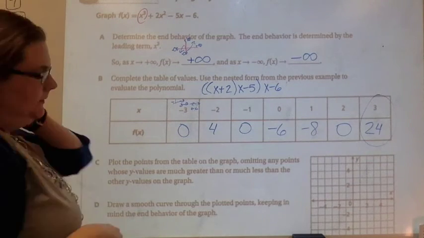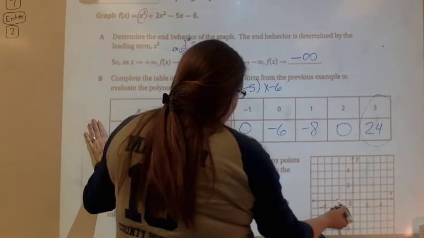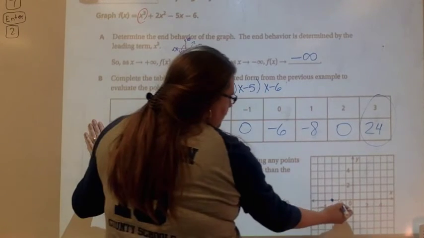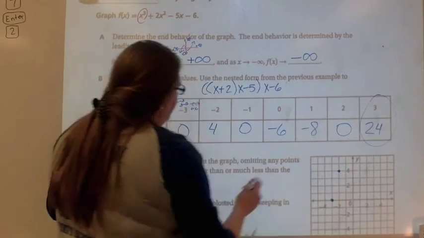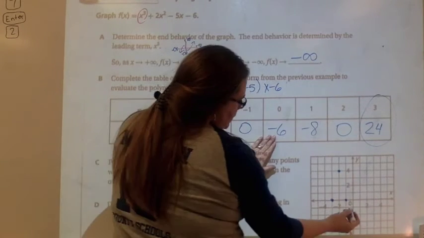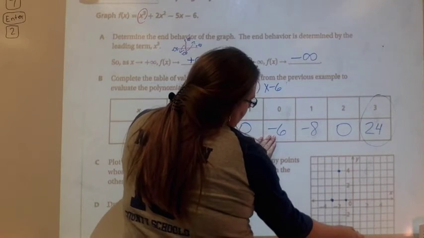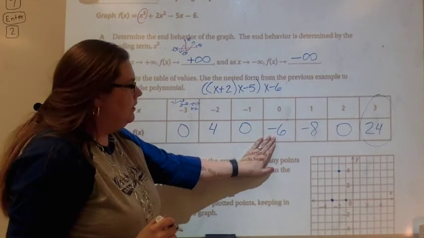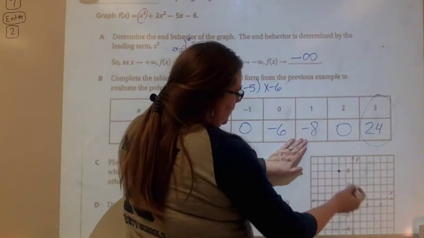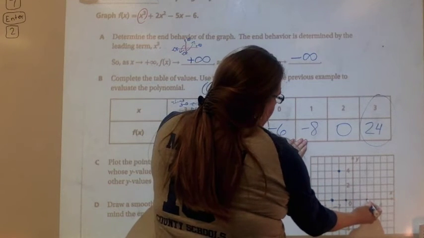Okay? So where x is negative 3, y is 0. Where x is negative 2, y is 4. Where x is negative 1, y is 0. Where x is 0, y is negative 6. It's down off the screen that I'm showing here. Where x is 1, it's negative 8, that's even lower. Where x is 2, y is 0.